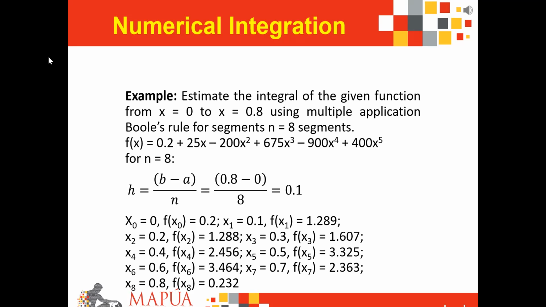Substituting these important values of x into your function gives us an f(x0) again equal to 0.2, an f(x1) of 1.289, an f(x2) of 1.288, an f(x3) of 1.607, an f(x4) of 2.456, an f(x5) of 3.325, an f(x6) of 3.464, an f(x7) of 2.363, and an f(x8) of 0.232.